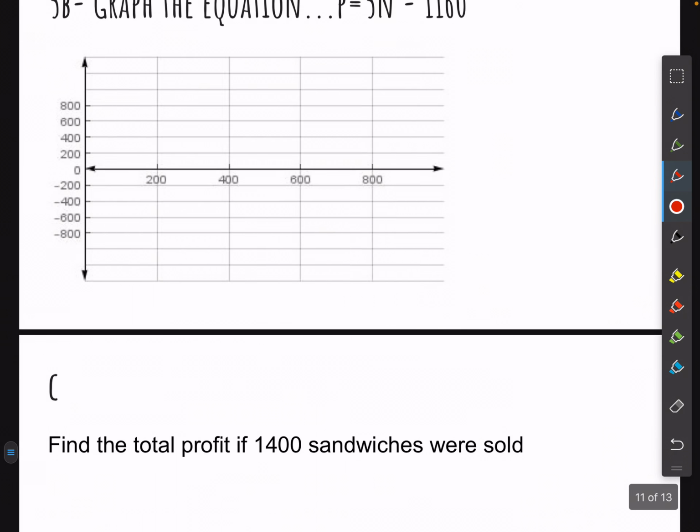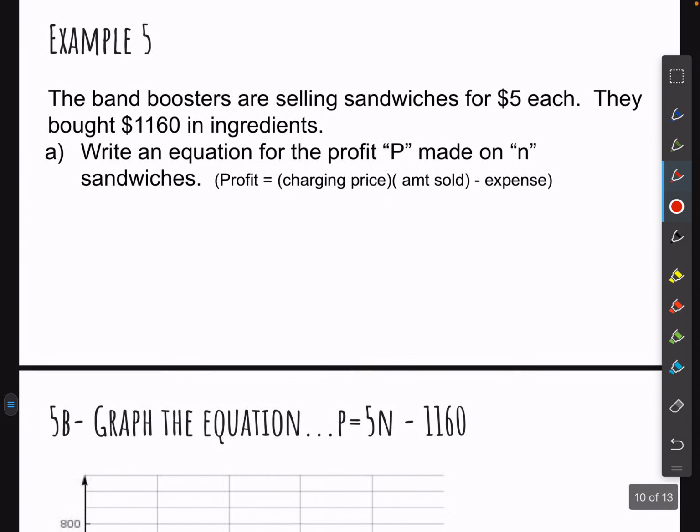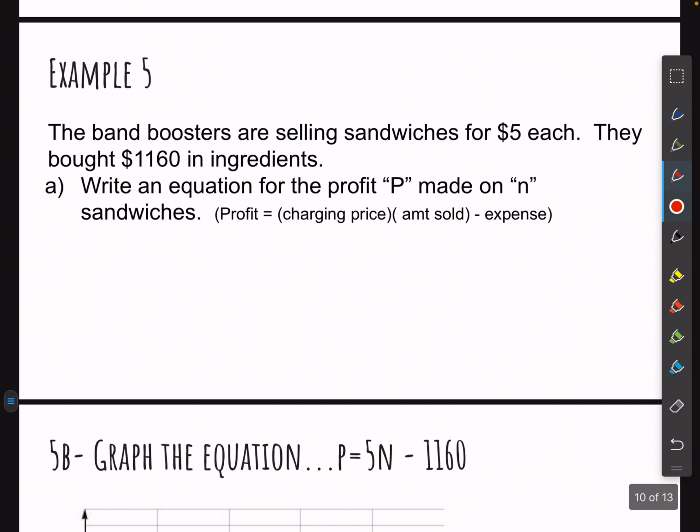We have a couple more. Don't know why I skipped example 4, but we're going to move right into example 5. I think example 4 was just a multiple choice problem. So for example 5, we have a real world problem. This is where it really gets kind of fun and application kicks in. So here it says the Band Boosters are selling sandwiches for $5 each. They bought $1,160 in ingredients. Write an equation for the profit made on x sandwiches.